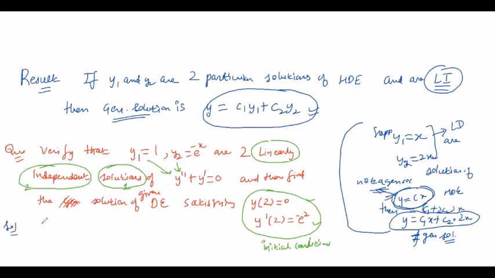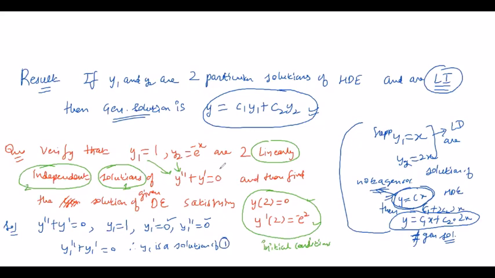Right. So this is the equation y double dash plus y dash is 0. y1 is 1. So how to verify this is a solution? Just compute its derivative. y1 dash is 0 and y1 double dash is also 0 because it's constant. So clearly y1 double dash plus y1 dash is 0, that is 0 plus 0 is 0. Therefore verified that y1 is a solution. I'm calling this equation number 1.